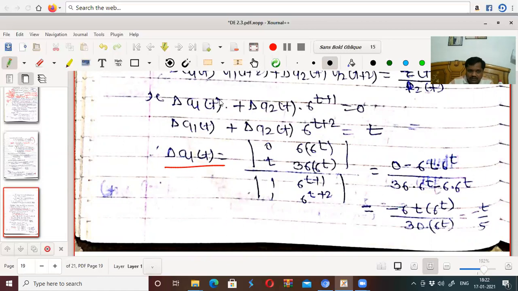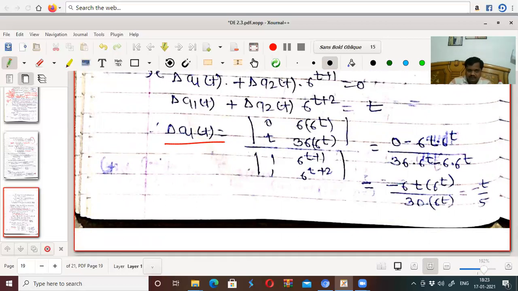the determinant where the coefficients of these 1, 1 are replaced by 0, t, so 0, t, and the coefficients of these, 6 to the power t+1, 6 to the power t+2, that is 6 into 6 to the power t and 36 into 6 to the power t, divided by the determinant of coefficients, first column 1, 1, second column 6 to the power t+1, 6 to the power t+2. Equal to this cross multiplication: 0 minus t into 6 into 6 to the power t. So minus 6 into t into 6 to the power t, divided by 1 into 6 to the power t+2, that is 36 into 6 to the power t, minus 6 into 6 to the power t.